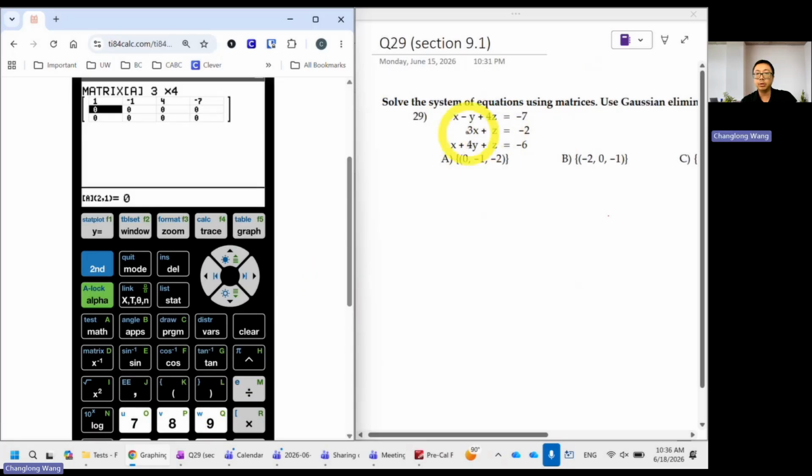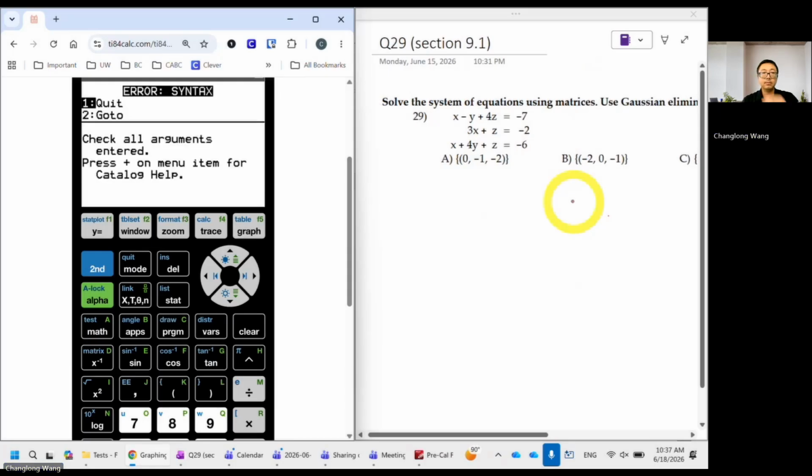Be careful with the second row. The first entry should be 3, right? The second entry is 0, since the y is missing. Third entry is 1, and the last entry is -2. All right, so then I have 1, 4, 1, and -6.